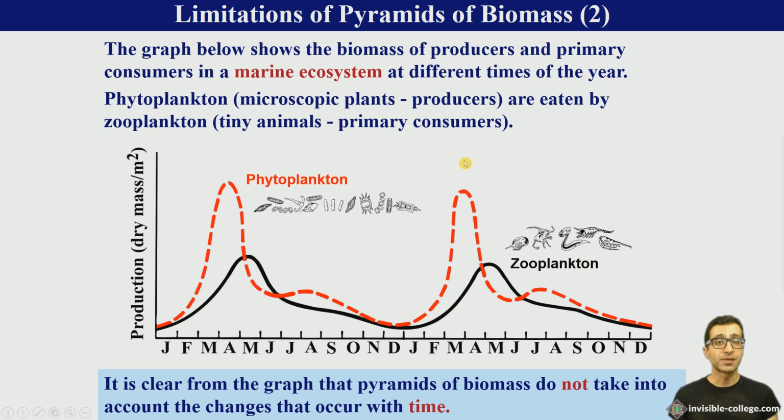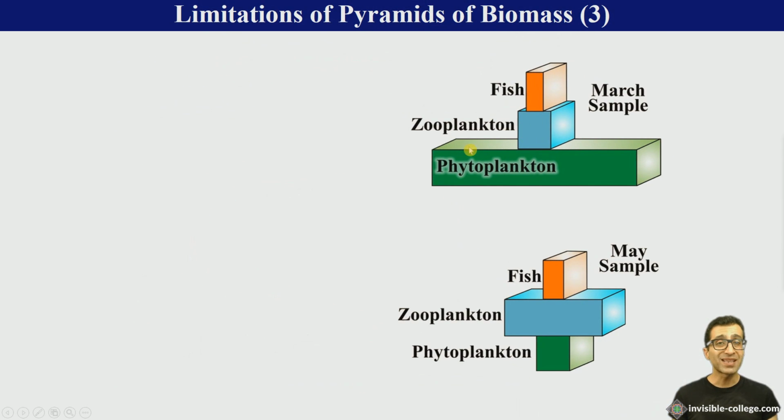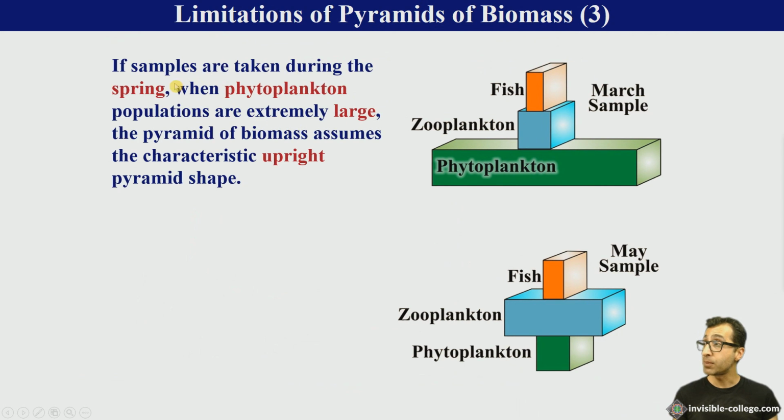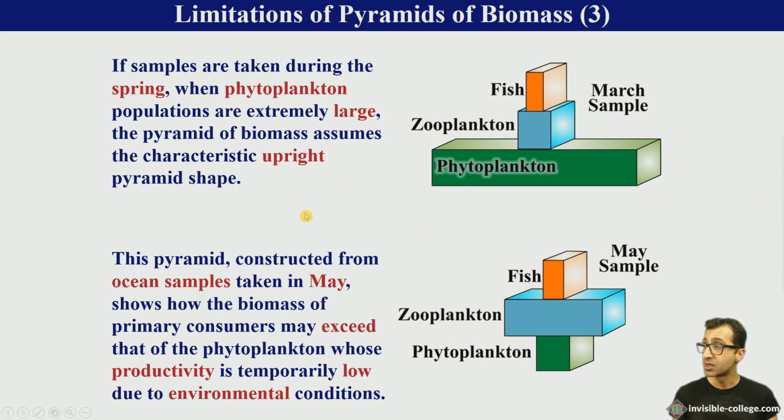So phytoplankton are eaten by the zooplankton. So if we're exploring the limitations of biomass, it means that if samples are taken during spring, for example, then the phytoplankton populations are extremely large, and the pyramid of biomass assumes the characteristic upright pyramid shape. But if we then measure the pyramid of ocean samples taken in May, this shows the biomass of the primary consumers may exceed that of the phytoplankton, whose temporarily low productivity due to those environmental conditions causes the pyramid of biomass to skew in this way.